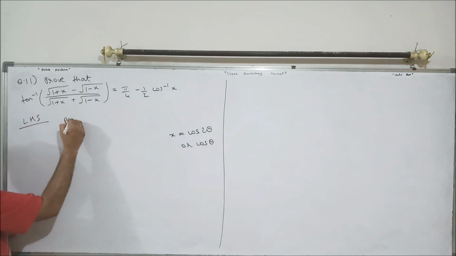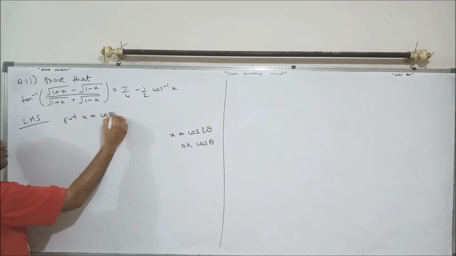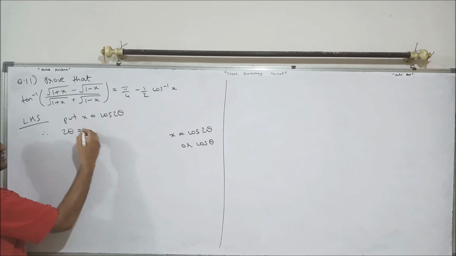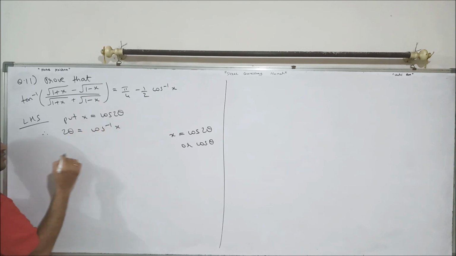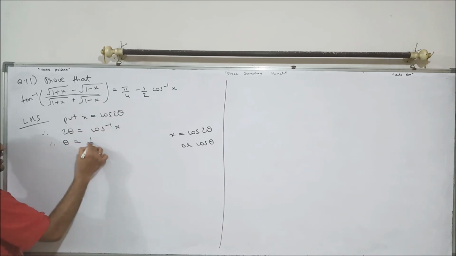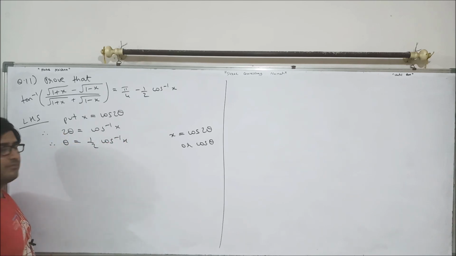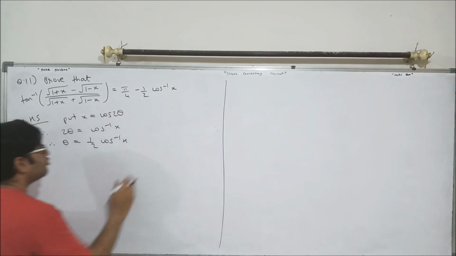So we are going to say put x is equal to cos 2 theta. So from this we can say that 2 theta is equal to cos inverse of x. So therefore I can say that my theta is half cos inverse of x. That has gone here. Okay, now let us move to the LHS.